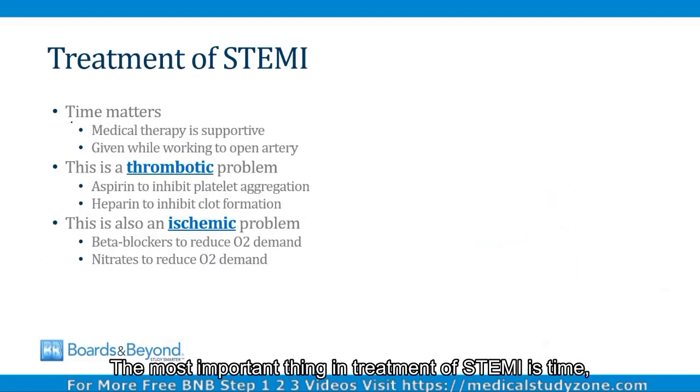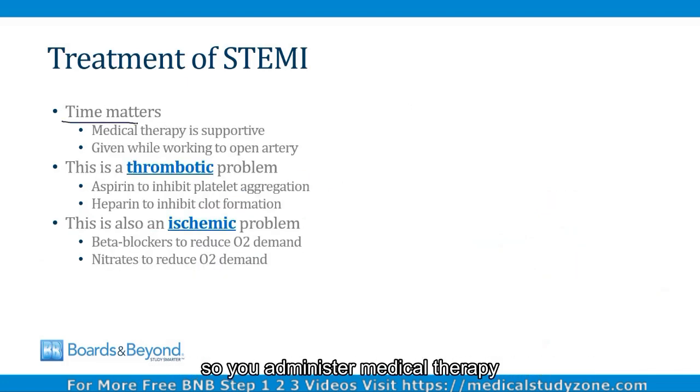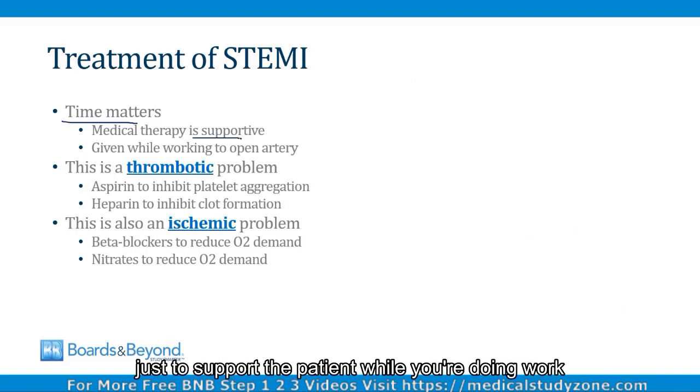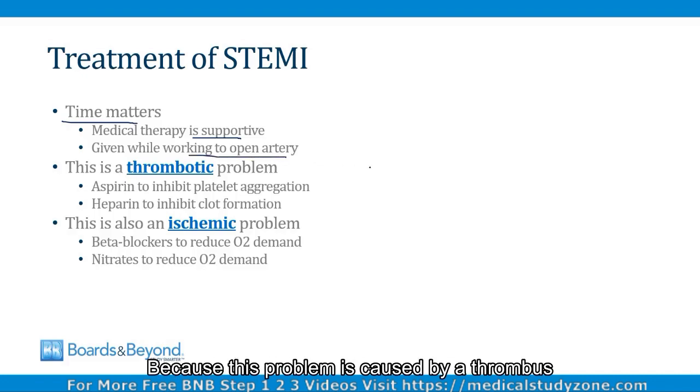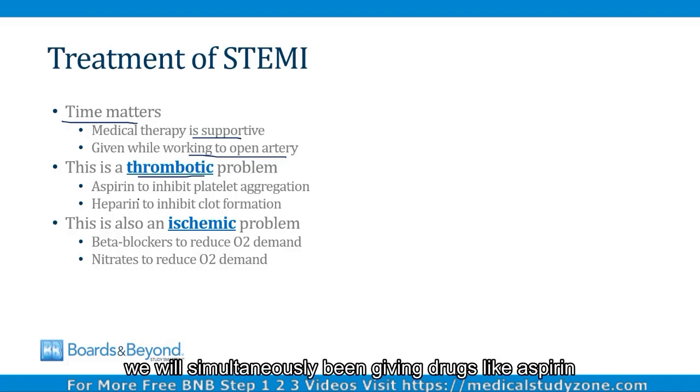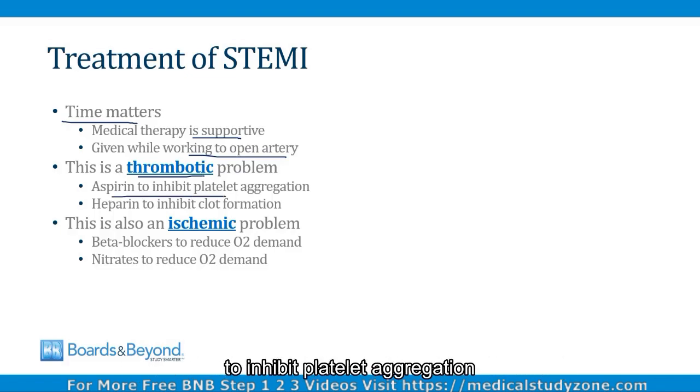The most important thing in treatment of STEMI is time. So you administer medical therapy just to support the patient while you're doing work in parallel to get the artery open. Because this problem is caused by a thrombus in a coronary artery, it's a thrombotic problem. So usually, while we're doing work to open the artery, we will simultaneously be giving drugs like aspirin to inhibit platelet aggregation and heparin to inhibit clot formation.